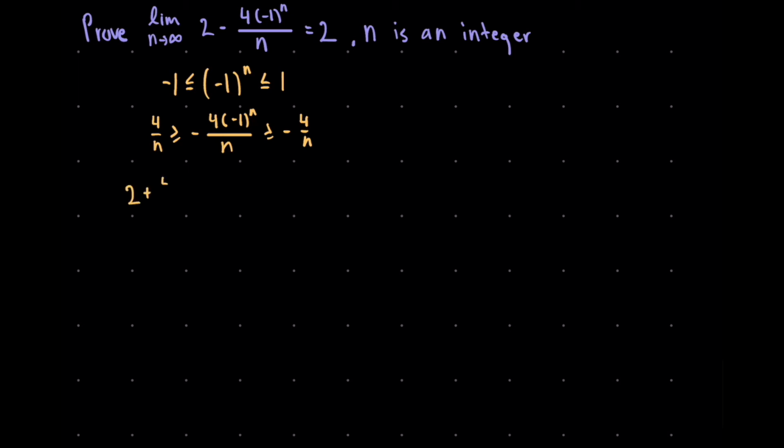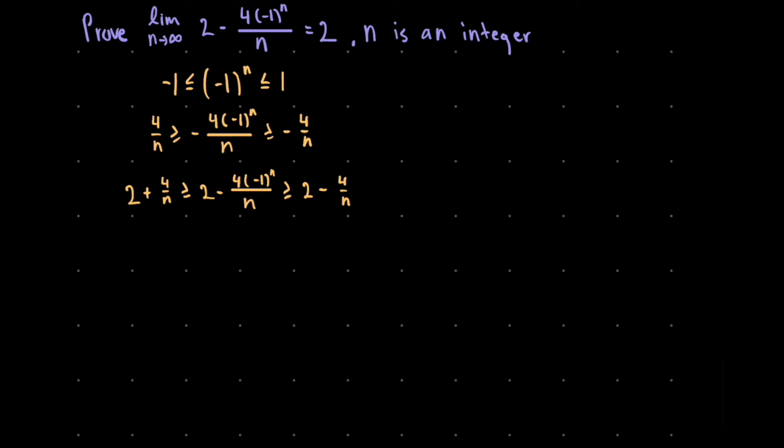So we have 2 plus 4 over n is greater than or equal to 2 minus 4 times negative 1 to the n, all over n, which is also greater than or equal to 2 minus 4 over n. Now, we have step 1 of the proof by squeeze theorem completed. We have our set of inequalities.